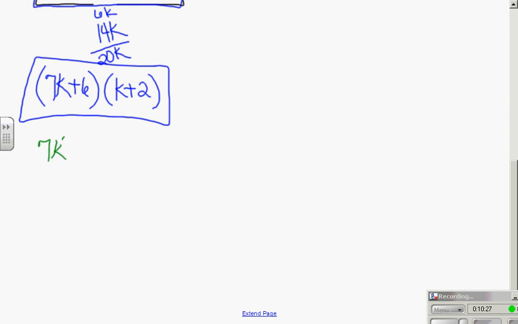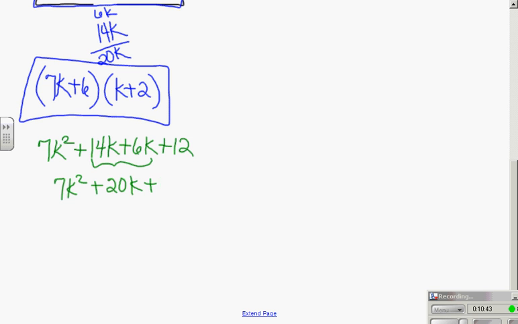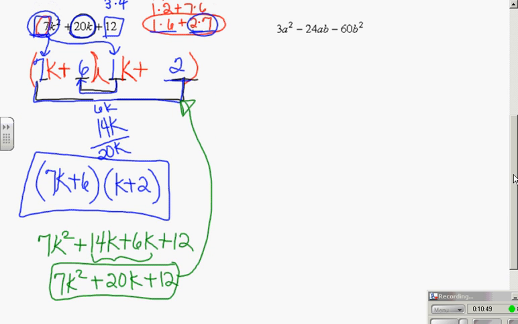Now, if you FOIL it, watch what happens. First two terms, 7k squared. Outside terms, 14k. Inside terms, 6k. Last terms, 12. Add these two together, 7k squared plus 20k plus 12 is exactly what we started with.